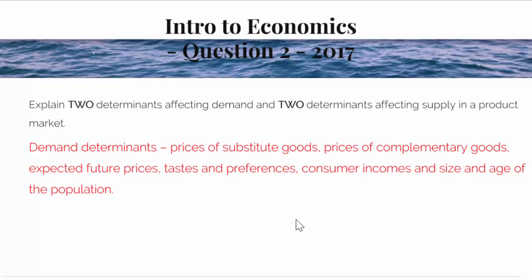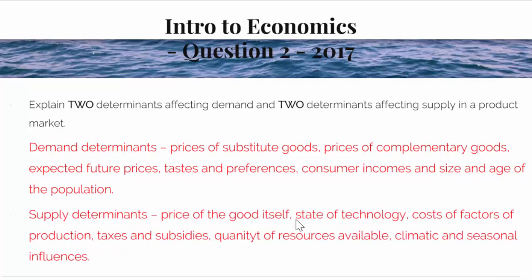So obviously you had to pick 2 of those. I would expect you to explain them and perhaps even give an example to give a full answer. Similarly, for the supply determinants, you've got the price of the good itself. The state of technology is an important one. The factors of production, and the most common one in the Australian context is wages. They form the biggest part of the costs for businesses, especially in Australia. Taxes and subsidies, if they change.